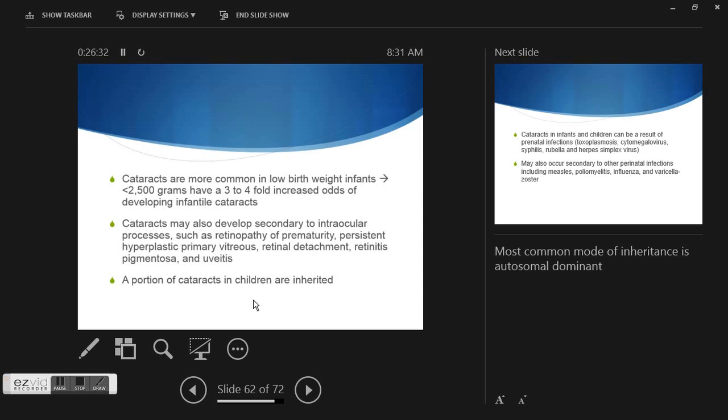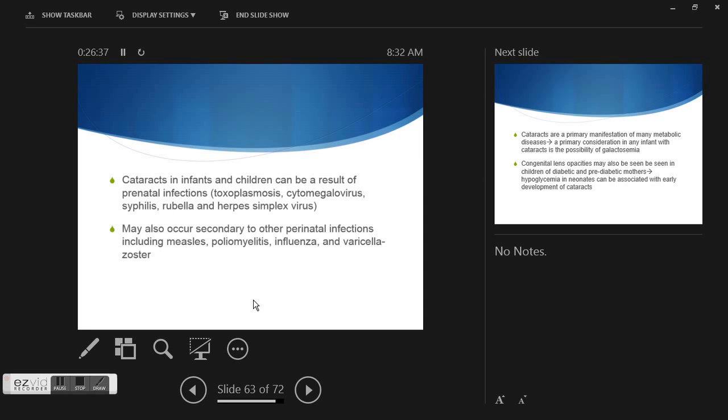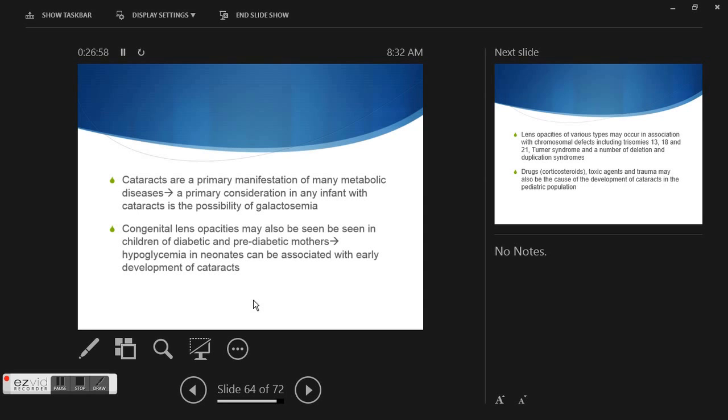It also should be noted that a portion of cataracts in children are inherited, and the most common mode of inheritance for cataracts is autosomal dominant. So cataracts in infants and children can be a result of perinatal infections like toxoplasmosis, CMV, syphilis, rubella, and herpes. And it may also occur secondary to other perinatal infections, including measles, polio, influenza, and varicella zoster.